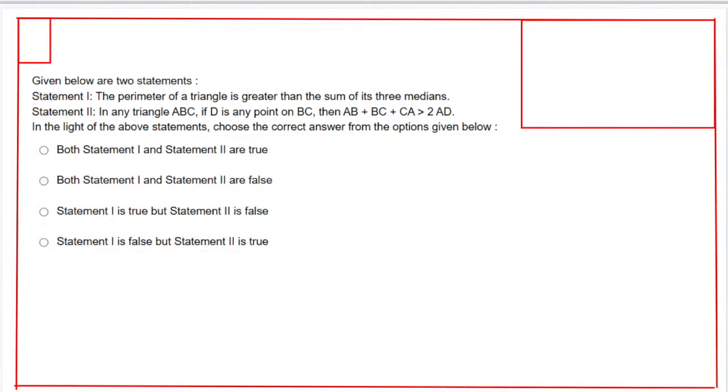So the first statement is valid. Of course, it is like perimeter. The side is greater than the median, so the perimeter is greater than the sum of all three medians. It is a universal truth. When the side is greater than the median, the perimeter will be greater than all the three medians. Now, there is this triangle property.